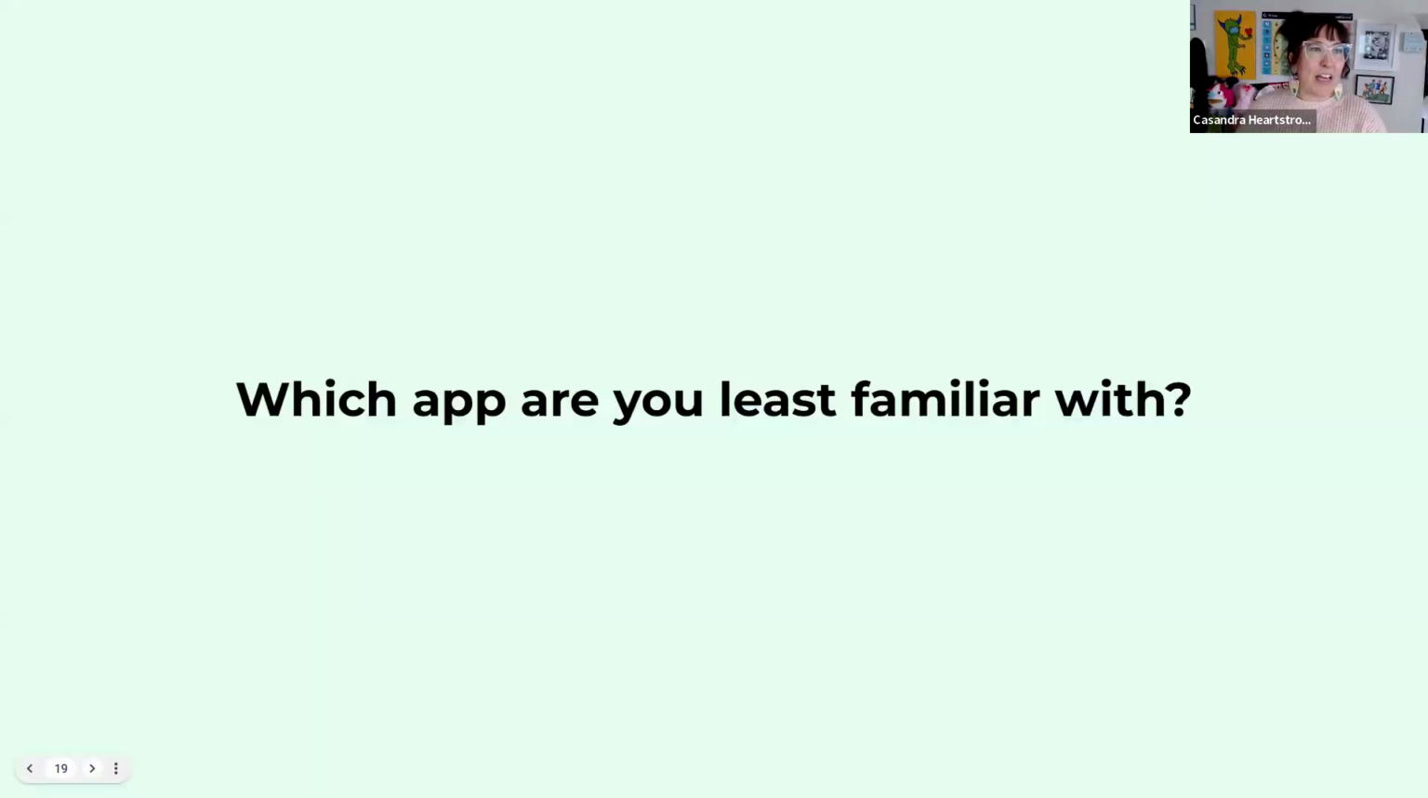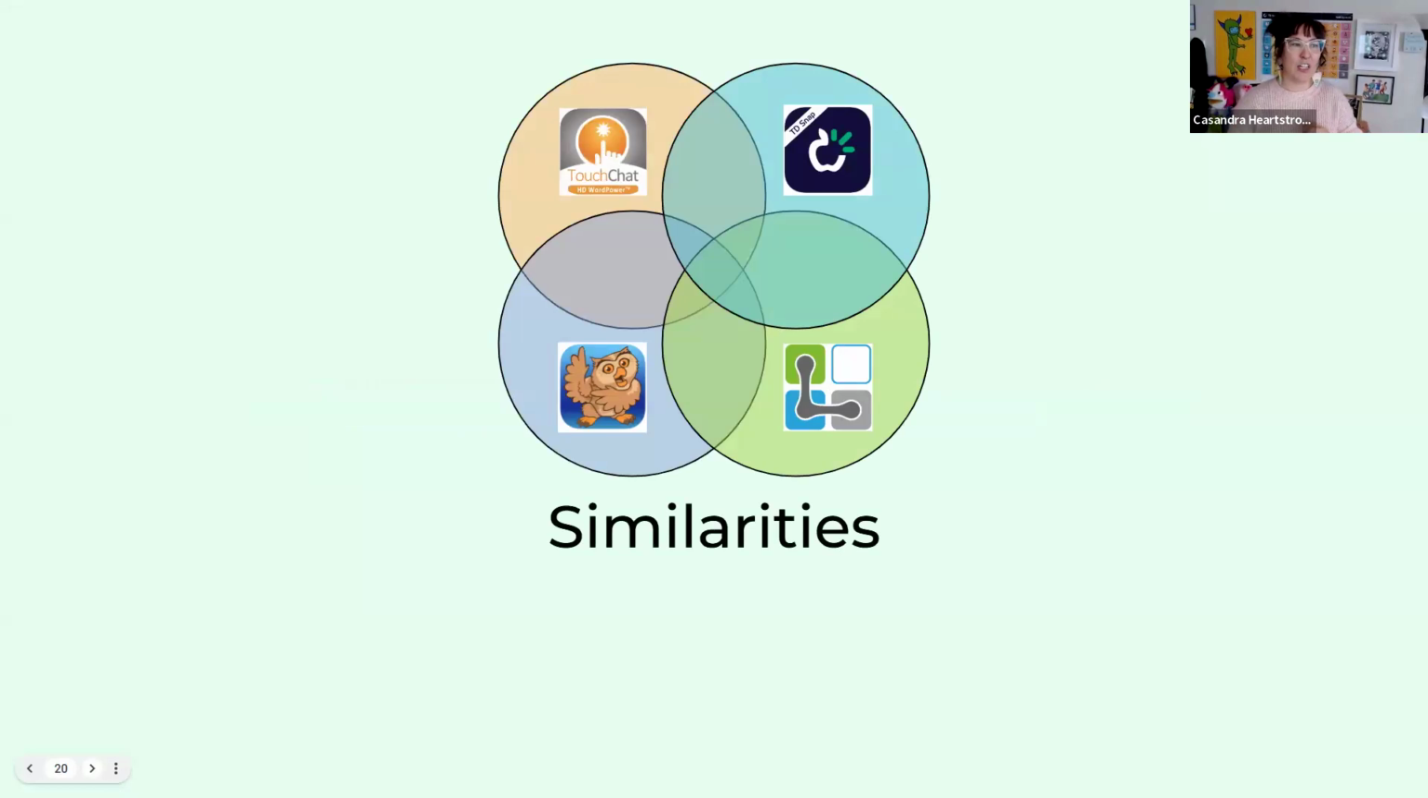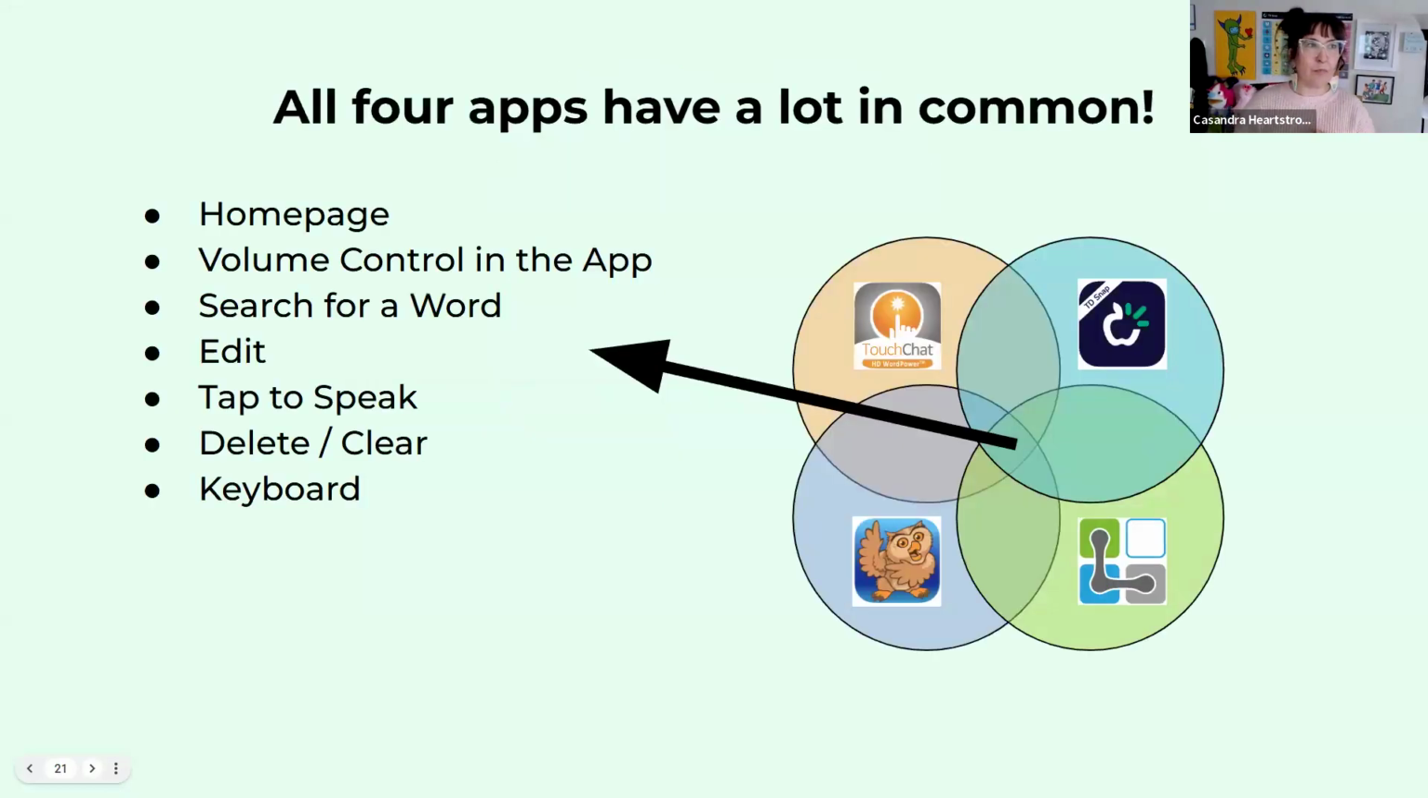So we are going to do a little bit of a dive here, and we're going to look at the similarities. I'm going to go through all of these in a moment, but all 4 apps have a lot in common. We're going to look at this for each app, but I'm just going to talk about it for a second. All apps have a home page. All of them have volume control within the app. All of them have the capability of searching for a word, for editing, for tapping to speak out the message, for deleting and clearing, and a keyboard. So we're going to take a look.